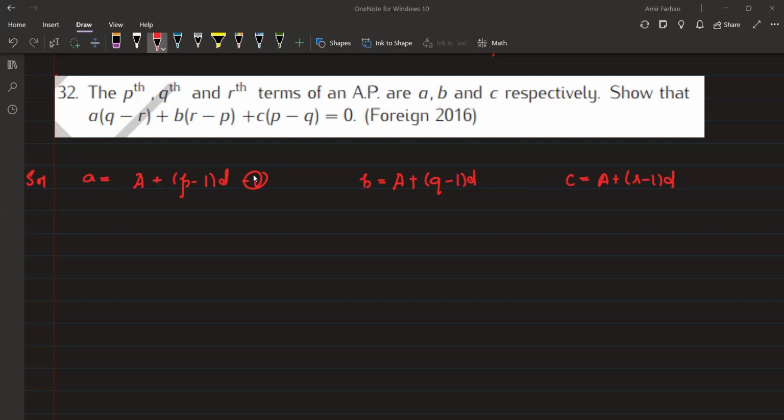Clear? Yes, sir. Now we have two unknowns: the value of a and the value of d are unknown, capital A and small d, which is the common difference. Clear?